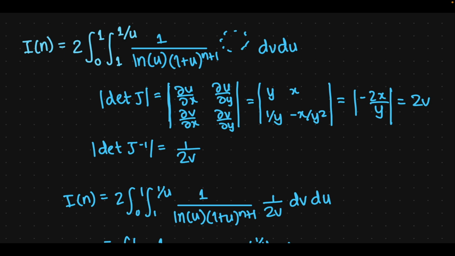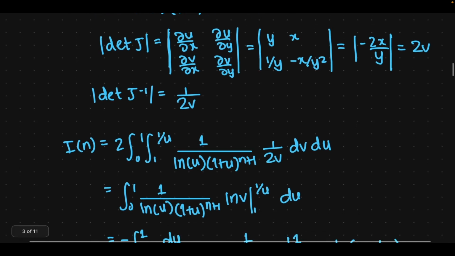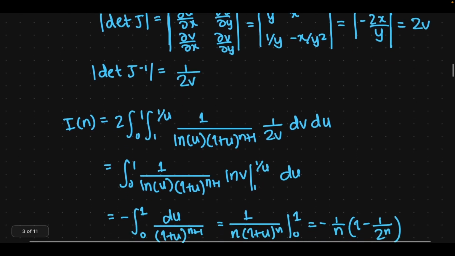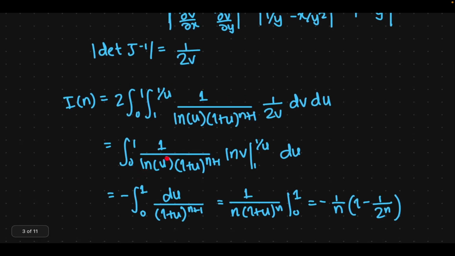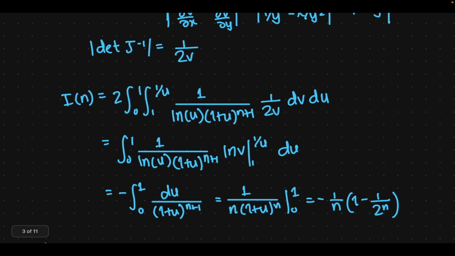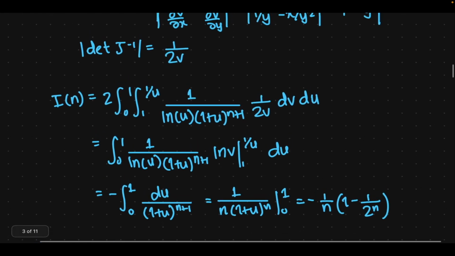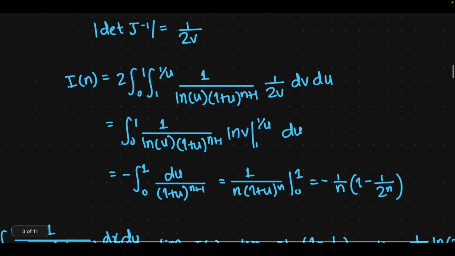Okay, fair enough. Now, we first do the v integral because that's pretty easy to do. We get ln v from 1 to 1 over u. We plug that in. That actually nicely cancels out with this ln u factor, which was quite annoying in the denominator. And then we're left with du over (1 plus u) to the n plus first power, which, you know, can be evaluated using the power rule of integration. We end up with minus 1 over n times (1 minus 1 over 2 to the n). And that is the answer.